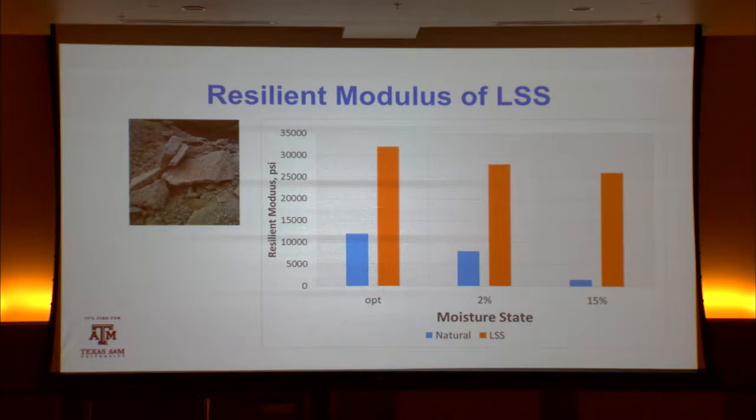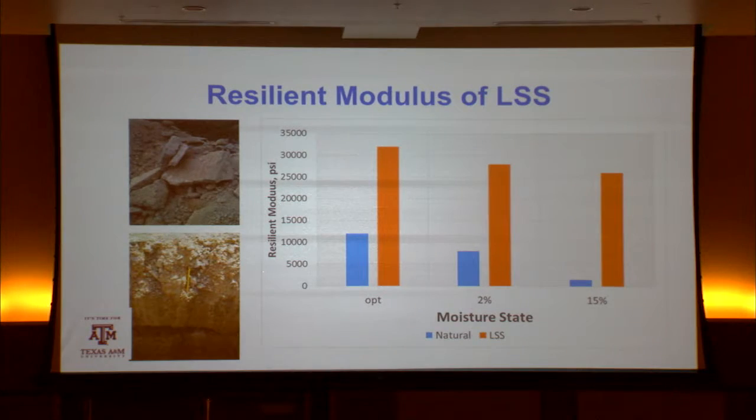And in the next slide down here, you can see the natural soil down here, which has desiccation cracks in it. This is the lime stabilized layer, which is very solid.